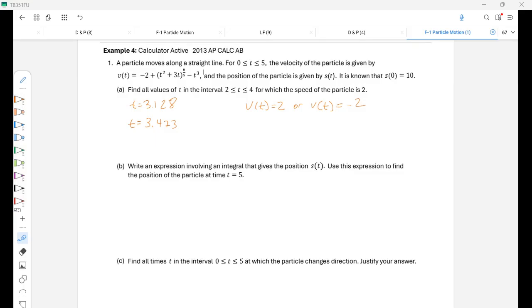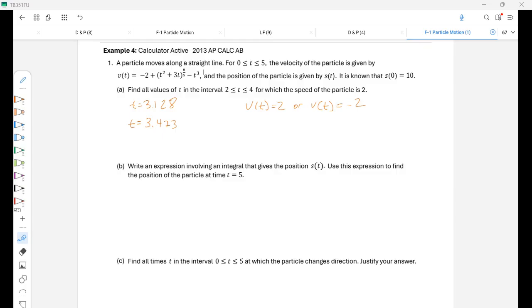Letter B says, write an expression involving an integral that gives the position s of t, and then use that expression to find the position of the particle at time t equals 5. So what they are asking us to do here is basically write an accumulation function.